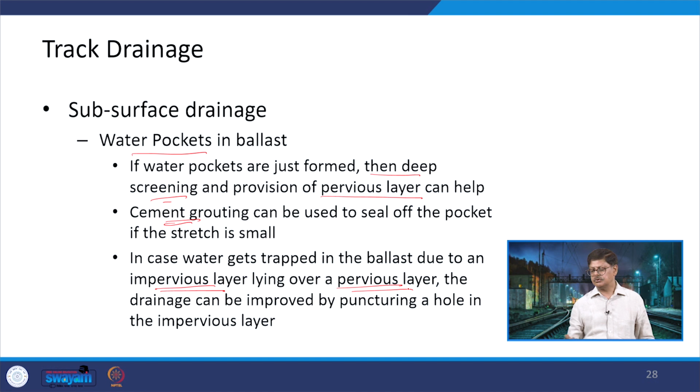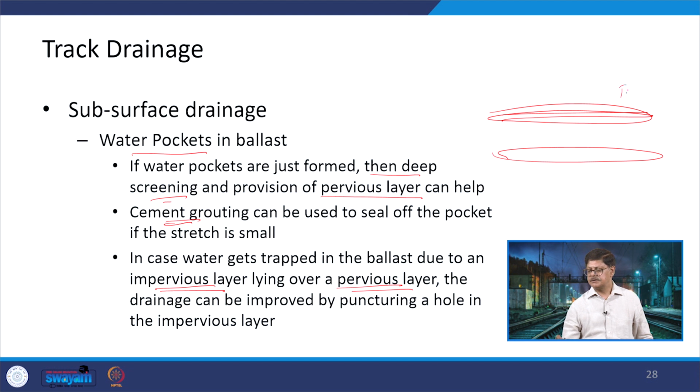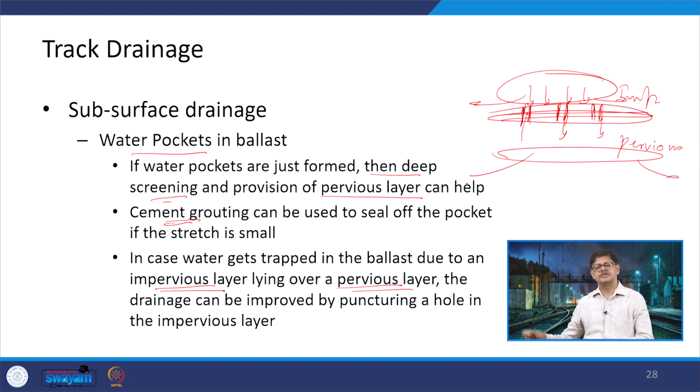In case the water gets trapped in a ballast due to an impervious layer which is lying on a pervious layer. So, there is a layer at the top here and then there is a layer at the bottom. So, this is impervious and this one is pervious. When this is impervious, that means the water cannot seep through it. It will simply either drain to the sides or get accumulated here only. But there is a pervious layer at the bottom. If this impervious layer is thin, then what we can do is we can put holes in this. So, the holes are drilled, and through those holes the water will go to the pervious layer, and then finally it will go to the lower substrata.